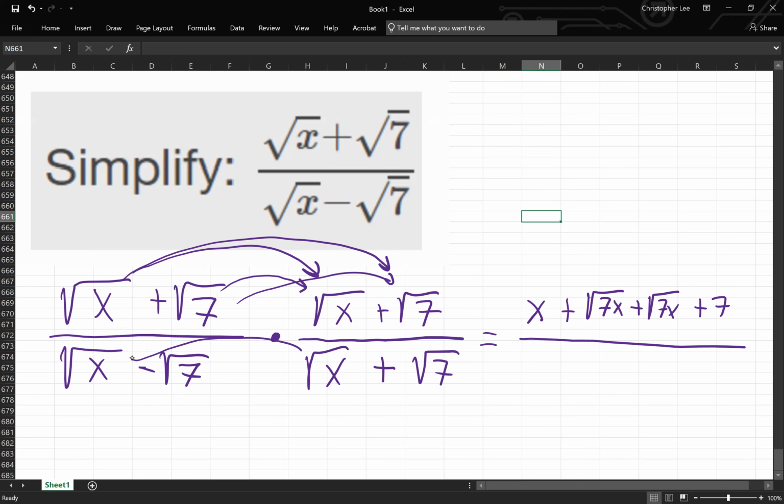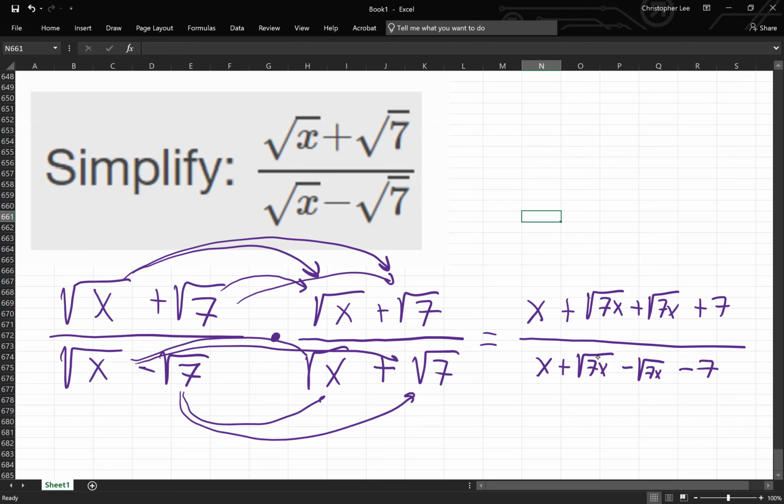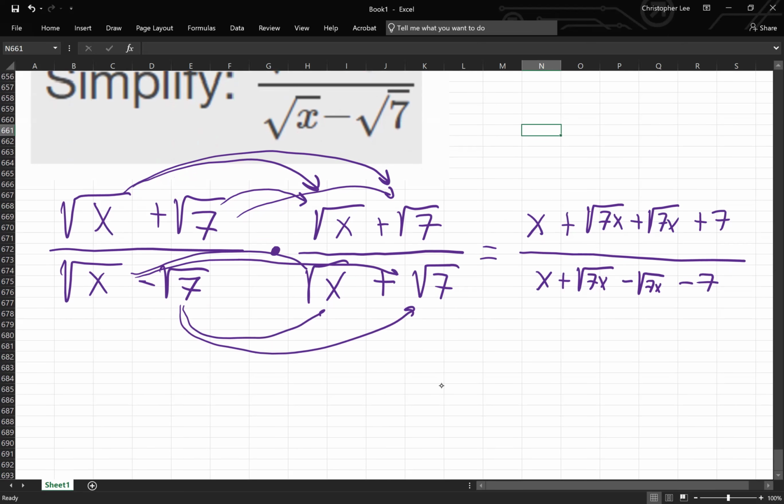So square root x times square root x is positive x. Square root x times square root 7 is going to be plus square root 7x. Negative square root 7 times positive x is going to give me a negative square root 7x. And then negative square root 7 times positive square root 7, that's just negative 7, right? Let's combine like terms, right? So watch this.